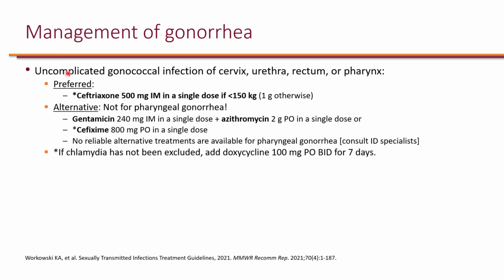For gonorrhea, the preferred regimen for uncomplicated gonococcal infection of the cervix, urethra, rectum, or pharynx is essentially ceftriaxone 500 milligrams intramuscular injection as a single dose. And if someone weighs more than 150 kilos, they would require 1 gram of ceftriaxone. So that's pretty much the standard of care right now.